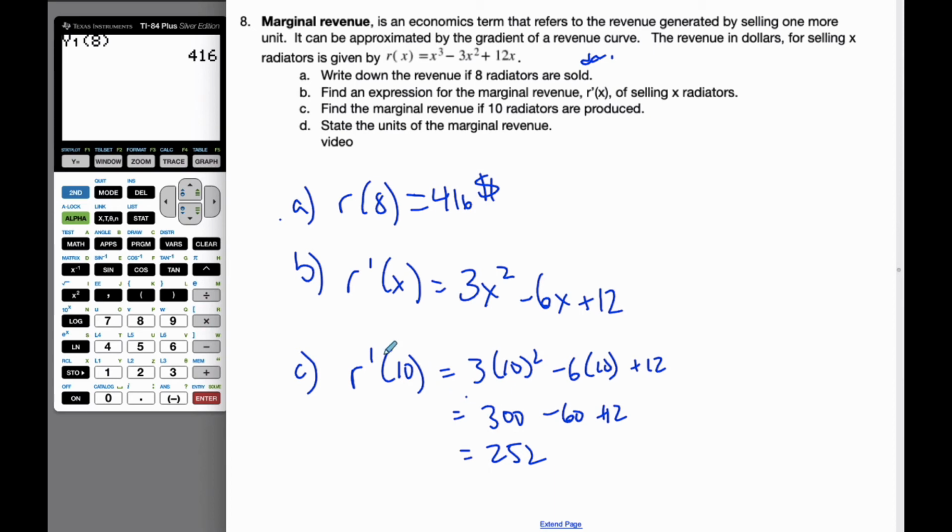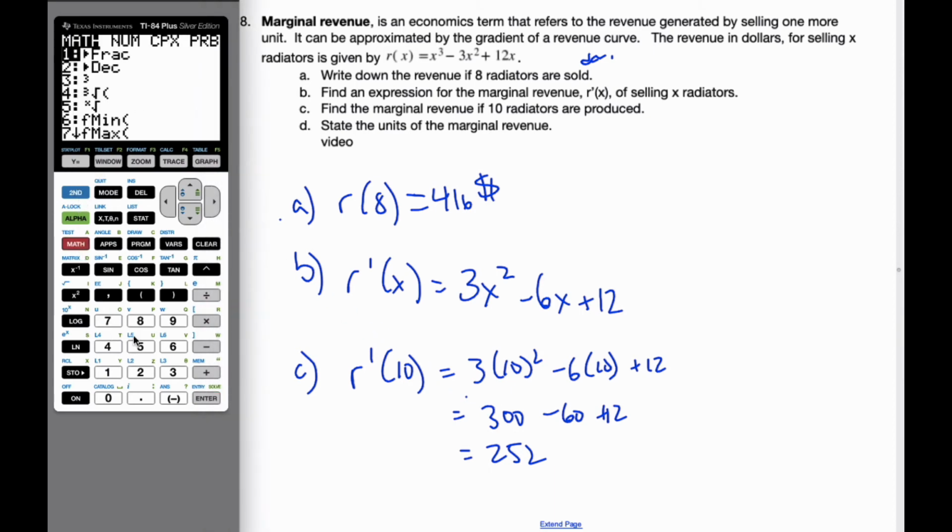And let me just double check that. If I come to here, I can go math, number 8, and I know I'm going to do X, and it's in Y1, and I want to find it for 10 radiators. So again, I get 252. This here is just rounding. The calculator is doing all kinds of small calculations for these, and so there's going to be rounding error that exists.